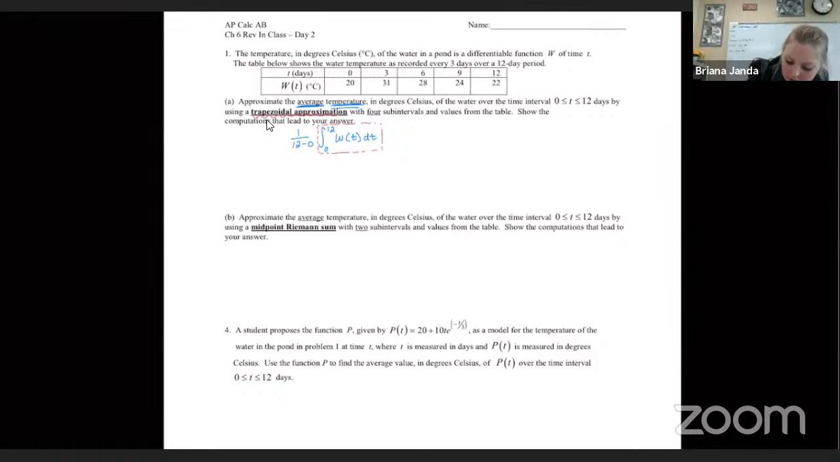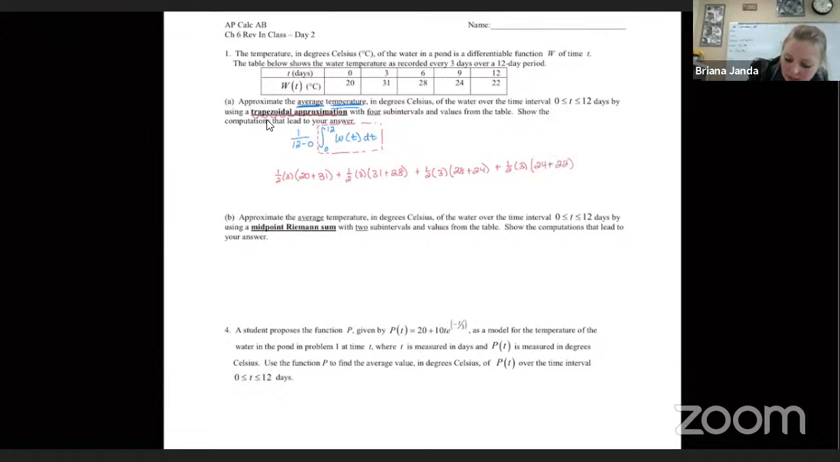And our trapezoidal approximation would look like, so our first base goes from 0 to 3. Sorry, I should say height, with 20 plus 31. Our second height is also 3, and bases of 31 and 28. Next, height of 3, bases of 28 and 24. And our last one has a height of 3 also, which means this would have been eligible to do that little shortcut, but I can write them all out separately too.